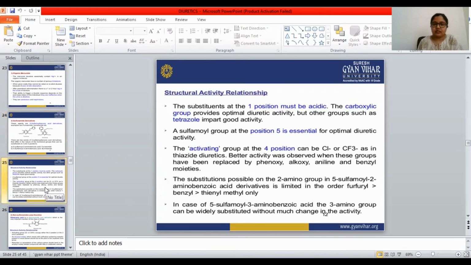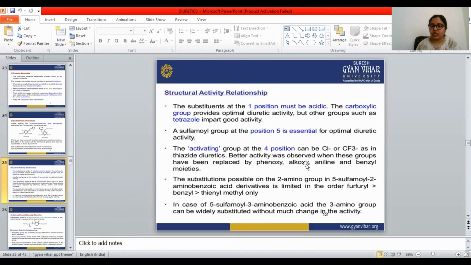And the structural activity relationship: the substituent at the one position must be acidic. The carboxylic group provides the optimal diuretic activity, but other groups such as tetrazole impart good activity. And the sulfonamide group at position 5 is essential for optimal diuretic activity, and the activating group at the 4th position can be Cl, CF3, as in the thiazide group diuretics.